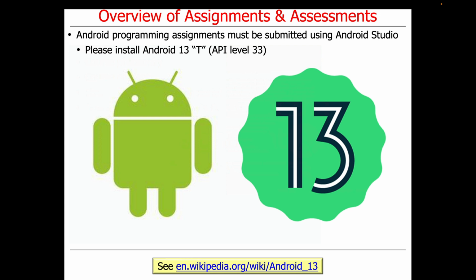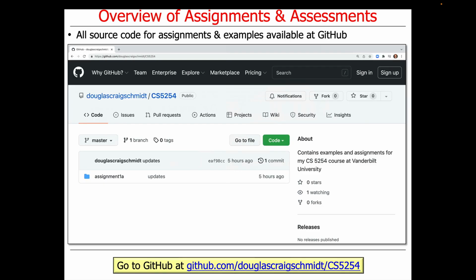As we have mentioned before, please install Android 13, which is the Tiramisu version recently released. It's known as API level 33. All the source code for the assignments and the examples will be available in my GitHub repository. You can find information about this at my GitHub account here at the link at the bottom of the slides.